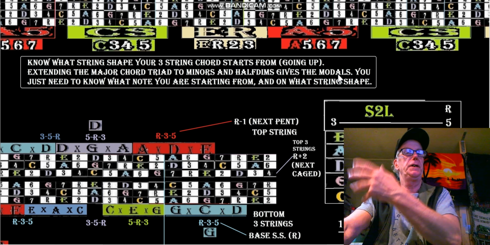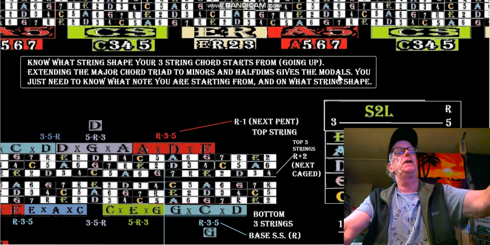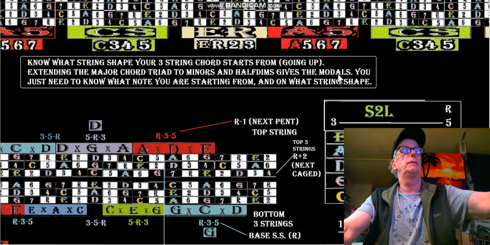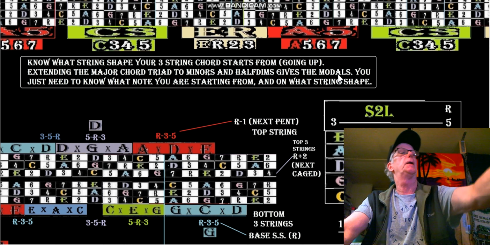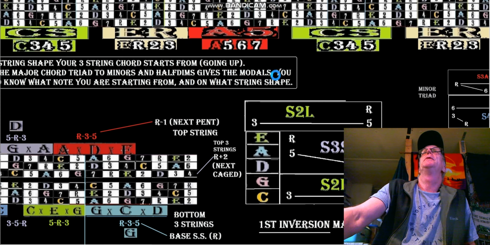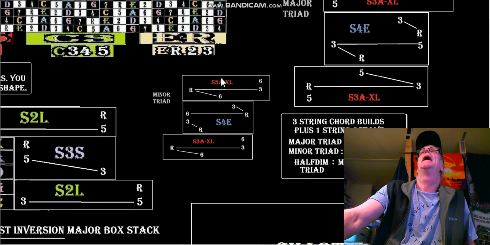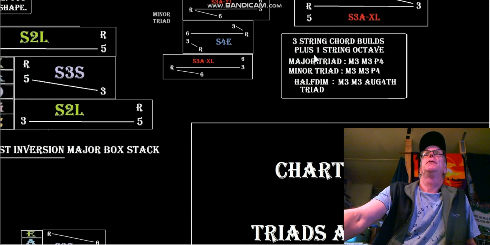But in all the other modes, aside from half diminished, when you reach the fifth of that mode, you're going to go a perfect fourth back up to the root. Alright, so that's part of the build there, and I've written that right here. 3 string chord builds plus 1 string octave. Major triad, major, major, perfect fourth. Now that's wrong.